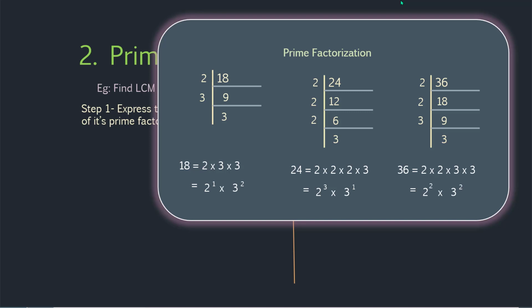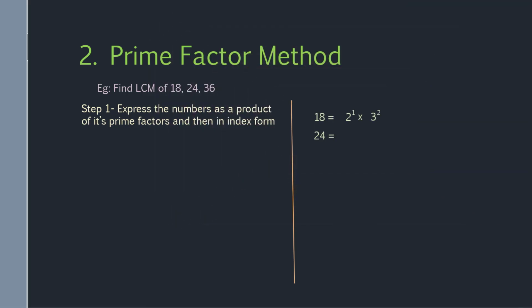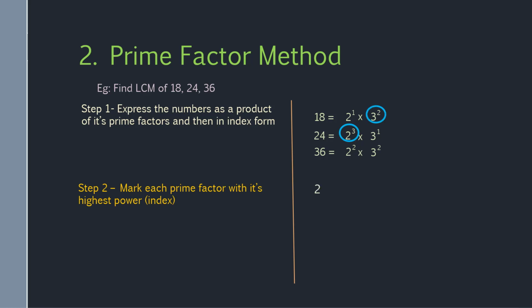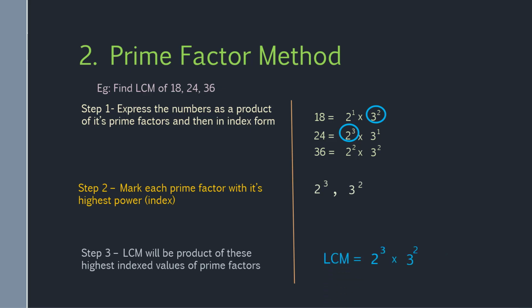Coming back to our prime factor method, now we have expressed 18, 24, and 36 as powers of their prime factors. Then we mark each prime factor with its highest power. Now the LCM will be the product of these highest indexed values of prime factors.